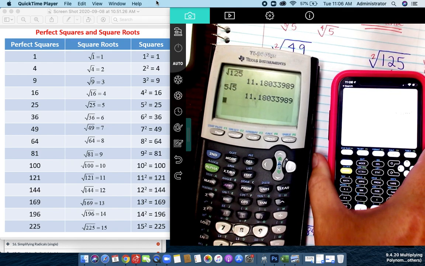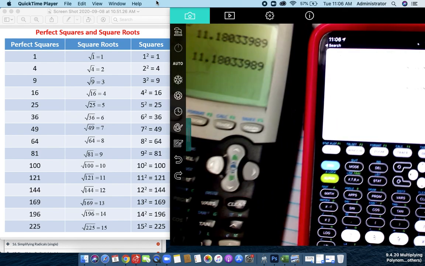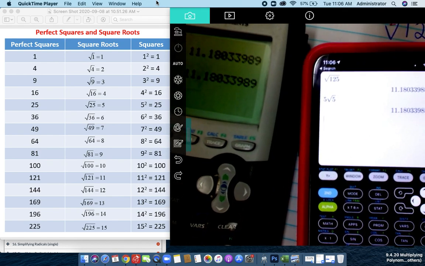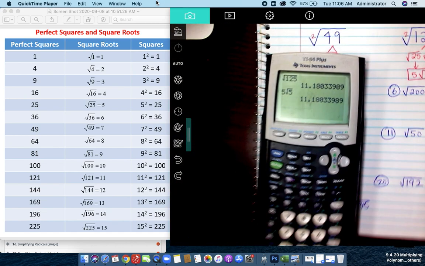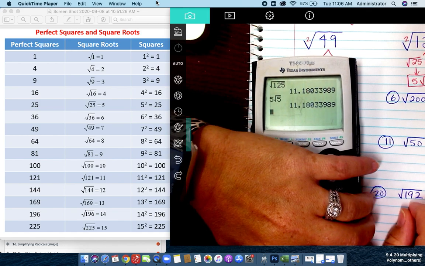See if you can see that okay. Kind of hard to see. Can I get it down there? There it goes. Now you can see that it matches, okay? So 5 square root 5 is our answer.